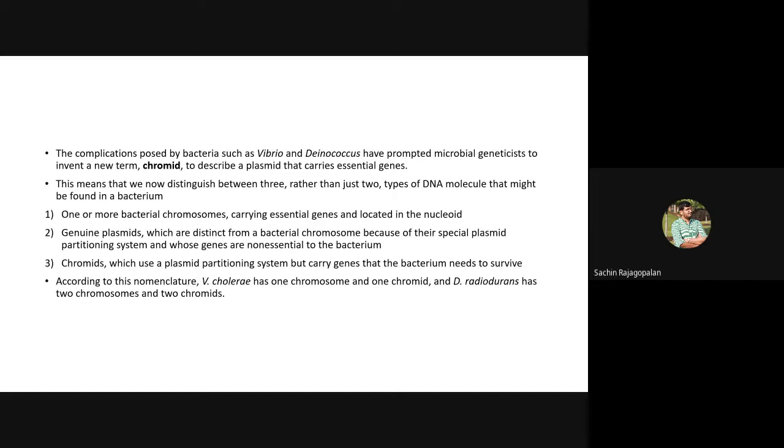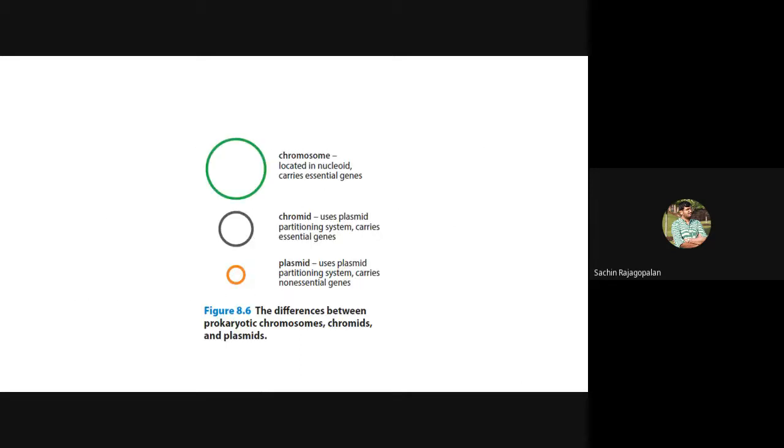Can I see a yes in the chat box, or at least unmute and speak? Have you understood the concept of chromosome, genuine plasmid, and chromid? There are 21 people in the class. Great. Okay. Let's go ahead then.